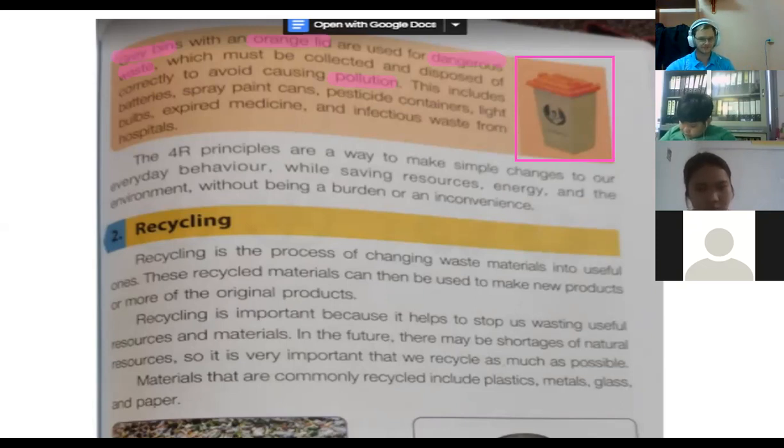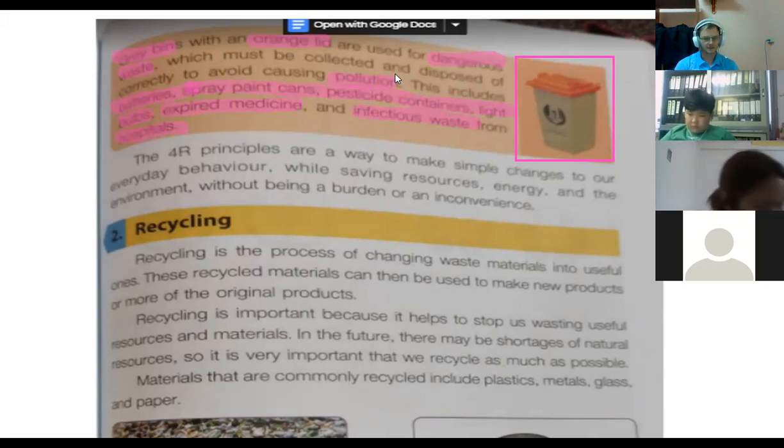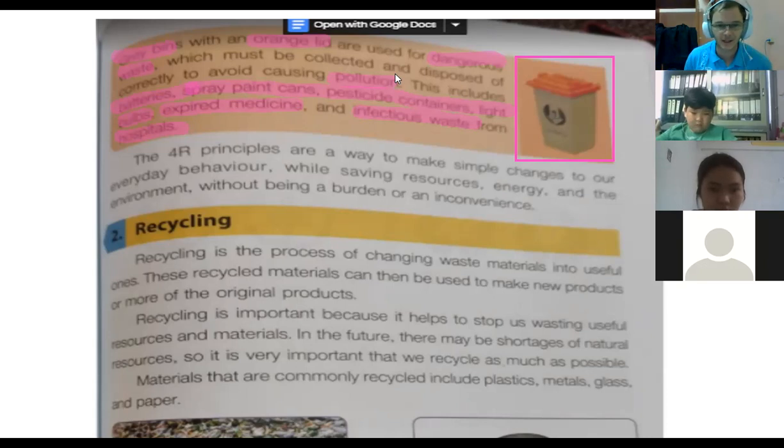So these types of bins, what people put in there includes batteries, spray paint cans, pesticide containers, light bulbs, expired medicine, infectious waste from hospitals. So like needles, those types of things, they'll put in there. Okay. So we do use them around the world currently, but we need to spread more awareness. So we can do more. The more, the better.